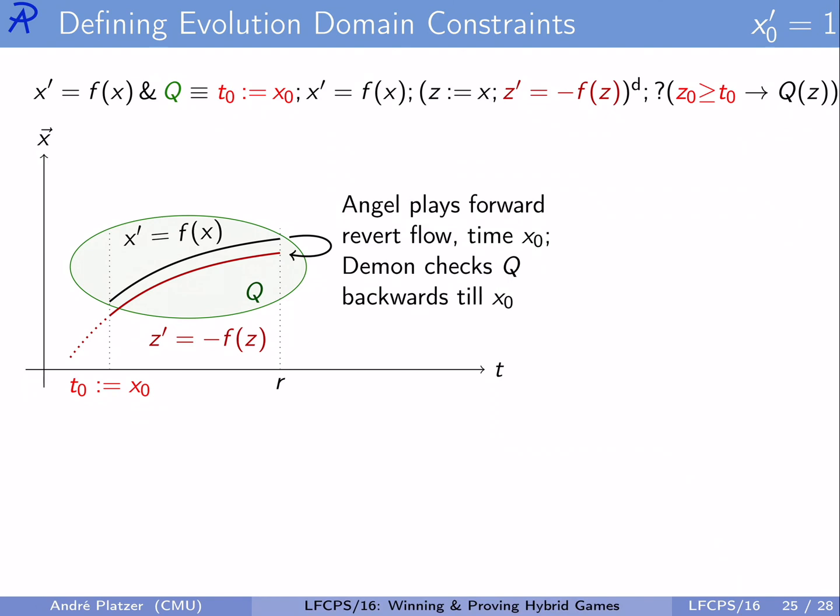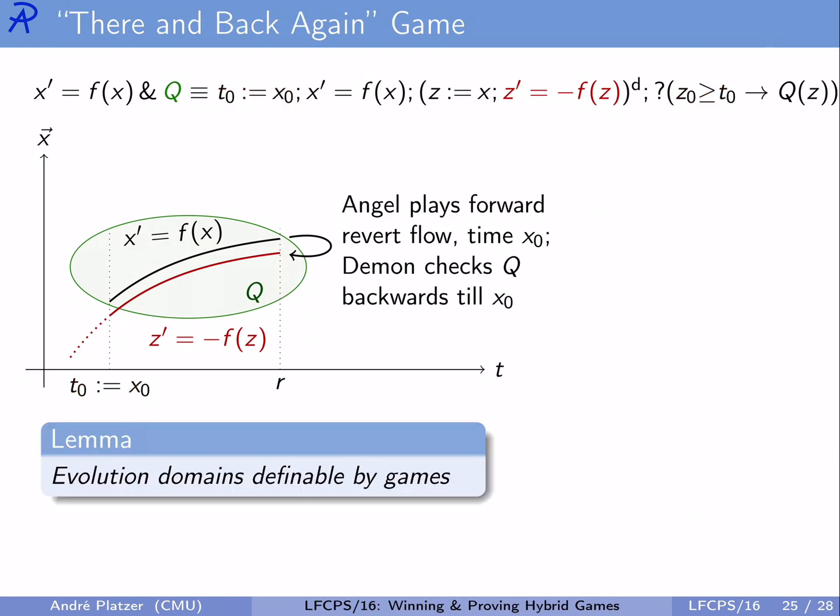That means Angel plays forward. This way, we revert the flow and the time, and Daemon checks whether the evolution constraint was true backwards until only the initial time, which overall is the there and back again hybrid game, which for us has the most important insight that while it's a bit longer, it is possible to define evolution domain constraints in differential equations just out of a slightly more complicated hybrid game.